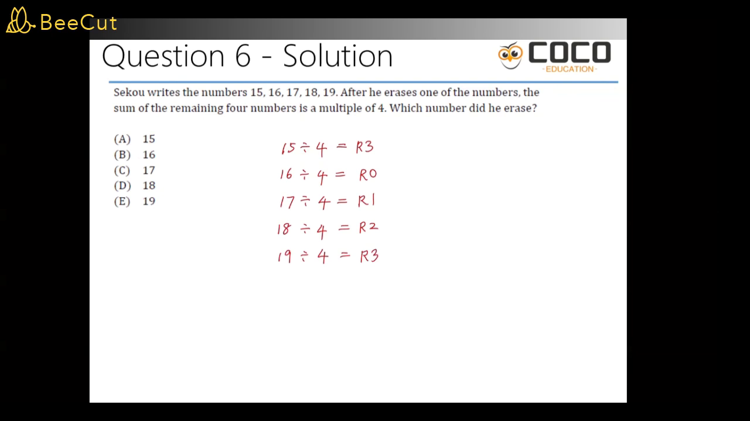So we just need to select 4 numbers. The sum is a multiple of 4. Then we can choose remainder 3, remainder 0, remainder 2, and remainder 3. Total is 8. 8 is divisible by 4. So the number that's removed is 17. We choose option C.